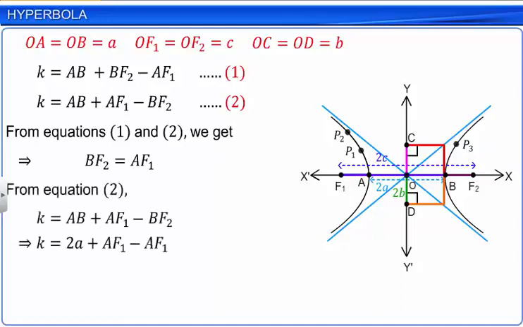This is true for all the points on a hyperbola. The difference between the distances of any point on a hyperbola from its foci is equal to the length of the transverse axis of the hyperbola.